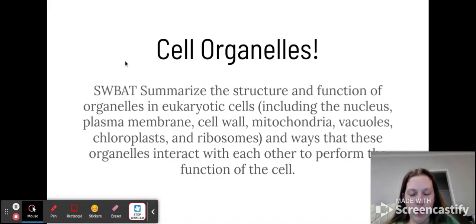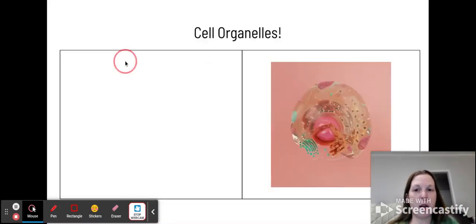Hey everyone, this is our lesson on cell organelles. This is a long state standard that I have here, but you should be able to summarize the structure and function of the organelles in eukaryotic cells and the ways that these organelles interact with each other to perform specific functions within the cell.